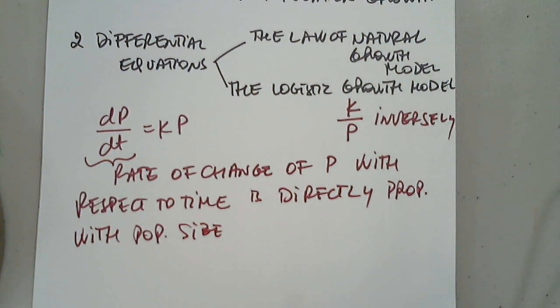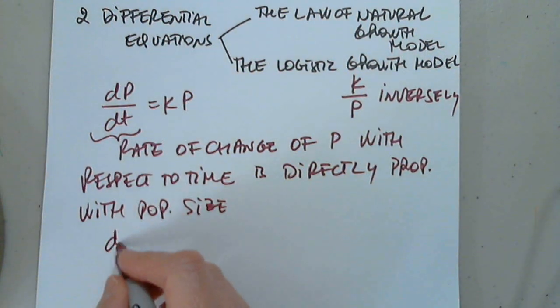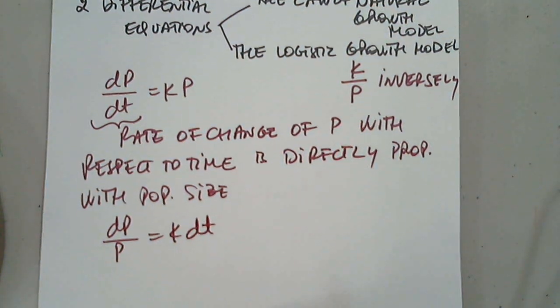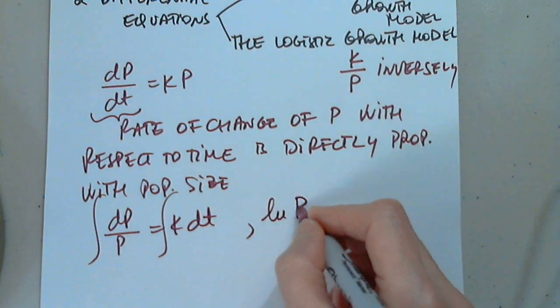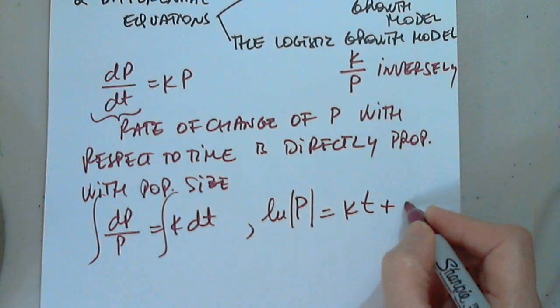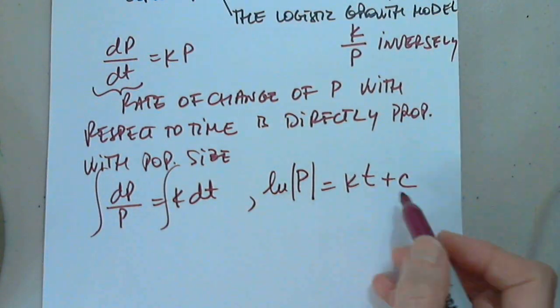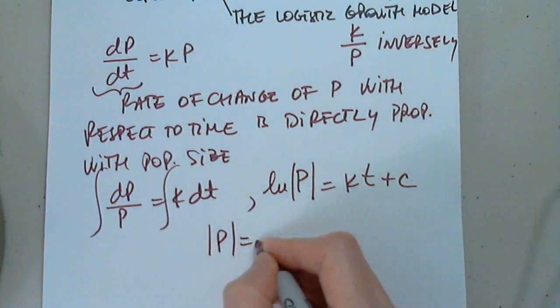How do we solve this differential equation? We separate the variables as we did before. dP over P equals K dt. Now we are ready to integrate both sides, so we get natural log of the absolute value of P equals Kt plus a constant C. Nothing new here. We need to change this into an exponential: e to all this equals the absolute value of P.